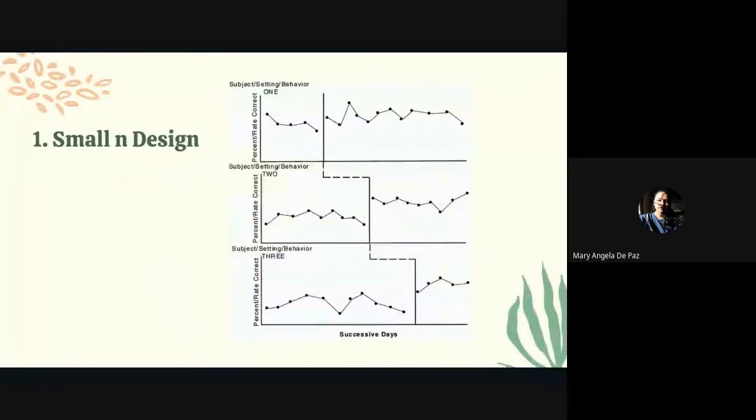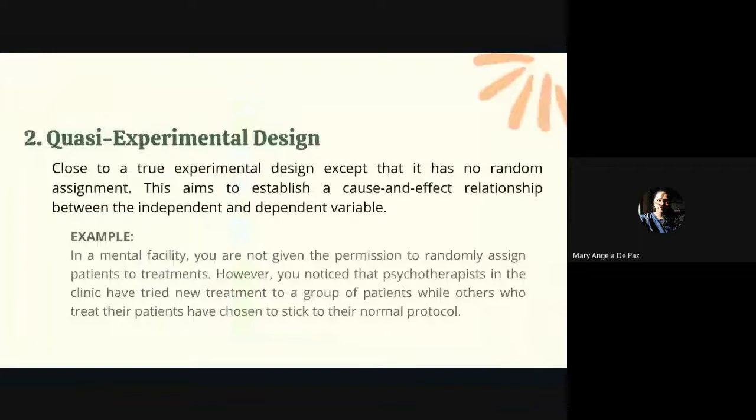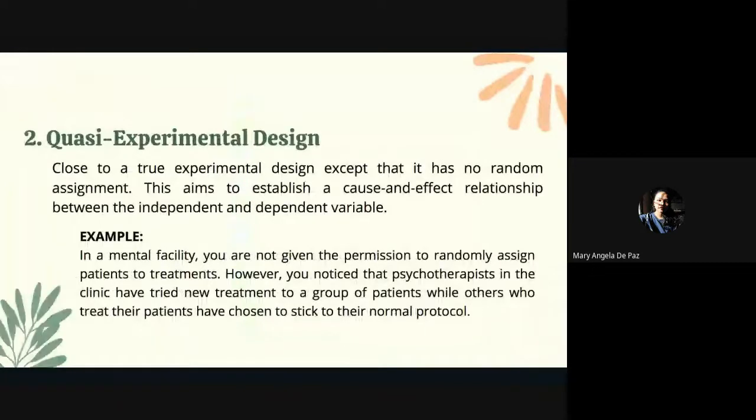Okay, for our next research design, we have quasi-experimental design, with quasi meaning partial or half or pseudo. So this is the closest to a true experimental design, except that it has no random assignment. This aims to establish a cause and effect relationship between the independent and dependent variable. So let's analyze this example. So in a mental facility, you are not given the permission to randomly assign patients to treatments. However, you notice that the psychotherapists in the clinic have tried a new treatment on a group of patients, while others who treat their patients have chosen to stick to their normal protocol.